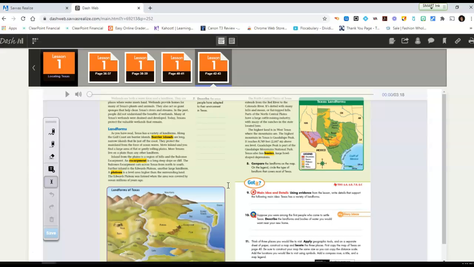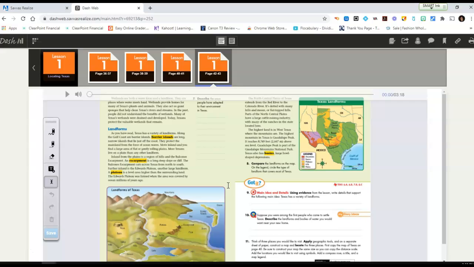Farther inland is the Edwards Plateau, another large landform. A plateau is a level area higher than the surrounding land. The Edwards Plateau was formed when the area was covered by ocean millions of years ago.